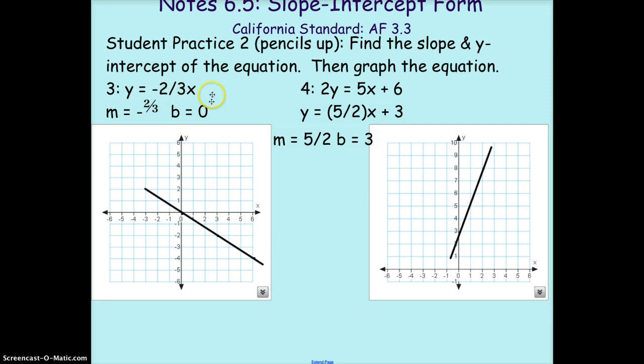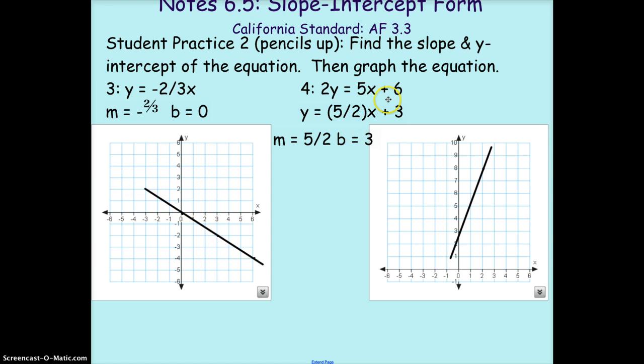Here we have no b. There's nothing there, so it would be like saying plus nothing. So that means I cross my y-axis at 0, and now I go down 2 over 3, because notice I have this negative sign. I could also switch it and make the 2 positive and the 3 negative. Up 2, backwards 3. It'd still be on that same line.